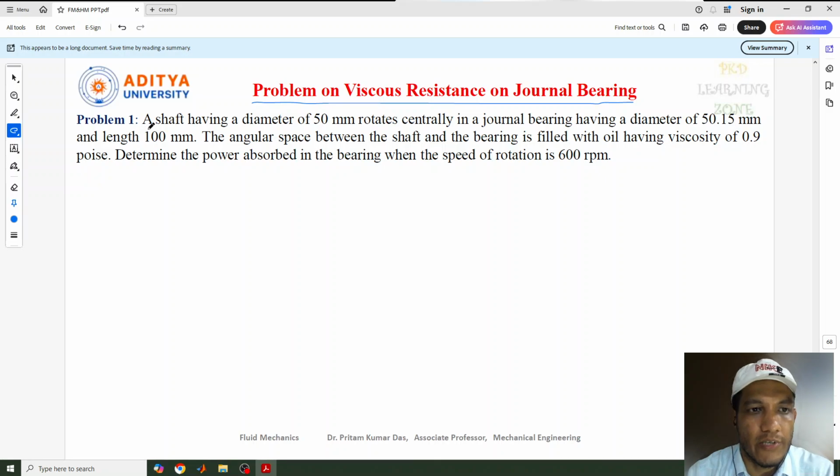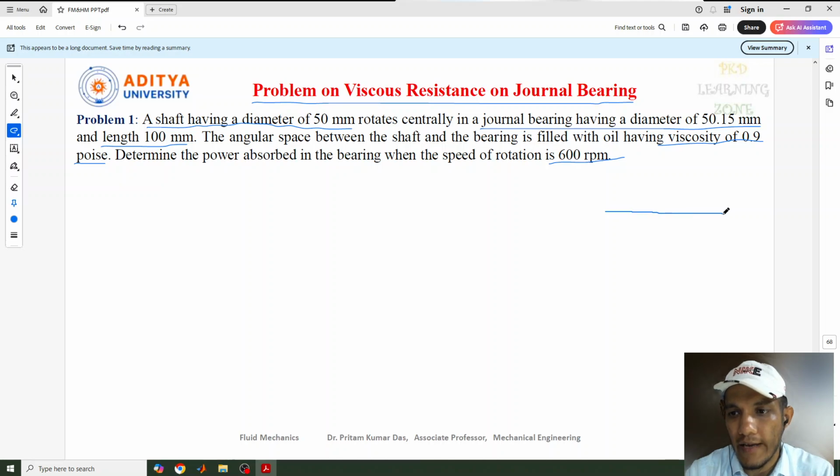So here I have taken a question. A shaft having a diameter of 50 mm rotates centrally on a journal bearing having a diameter of 50.15 millimeter and length of 100 millimeter. The annular space between the shaft and the bearing is filled with oil having a viscosity of 0.9 poise, and determine the power absorbed in the bearing when the speed of rotation is 600 rpm. So these are the data given for us. Now based on the data, let me draw a diagram for this.